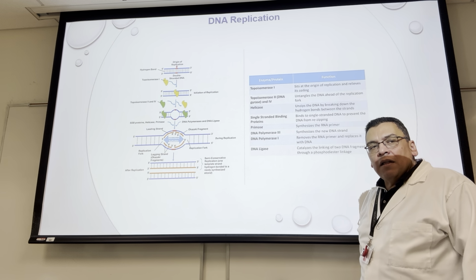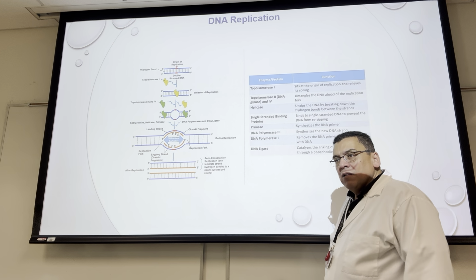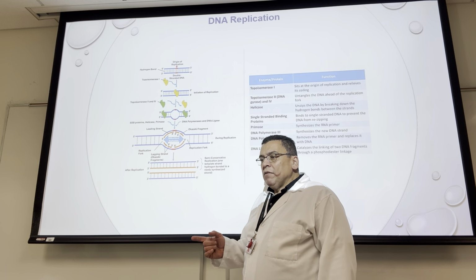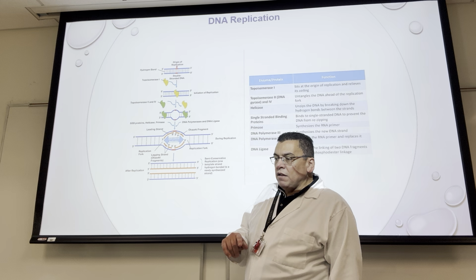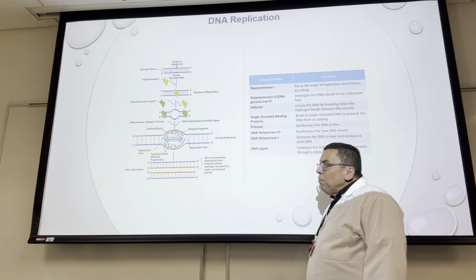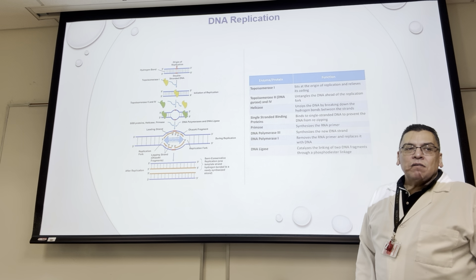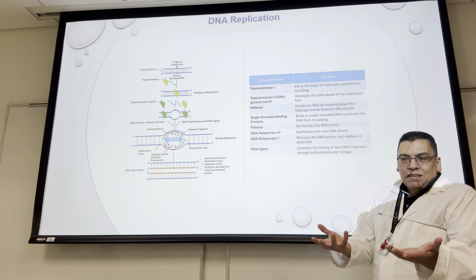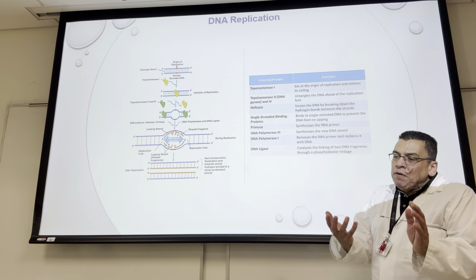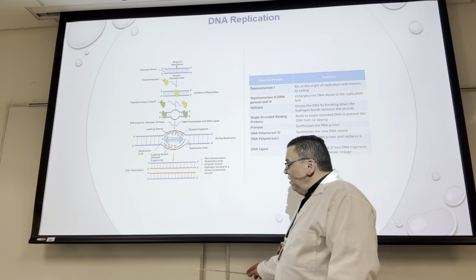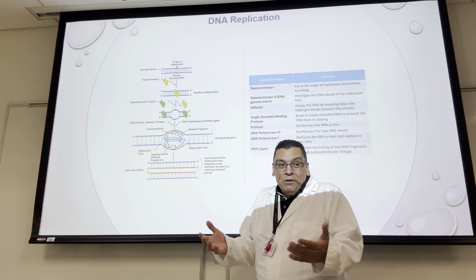What is the name of that? Half old, half new. It's on the screen. Semi-conservative. DNA replication is semi-conservative. The product of DNA replication, the copy, is always going to be half old, half new. Why? Because it's so much easier to do.